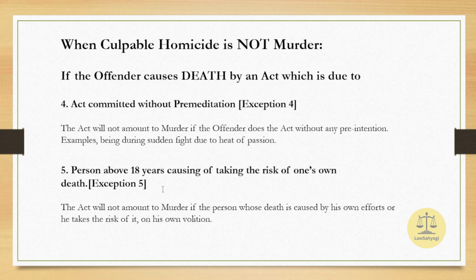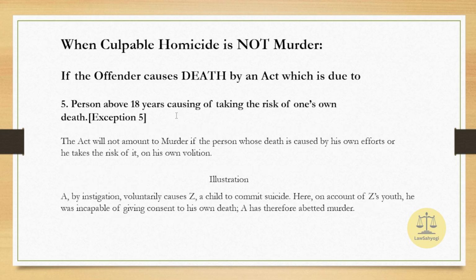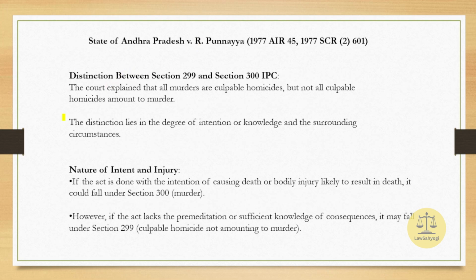Now exception number 5. We see that the act will not amount to murder if the person whose death is caused consents to it or takes the risk of it on his own volition. Under exception 5, suppose a person causes the death of another and the deceased has taken the risk of his own volition, in that case the offence will not constitute murder but culpable homicide.